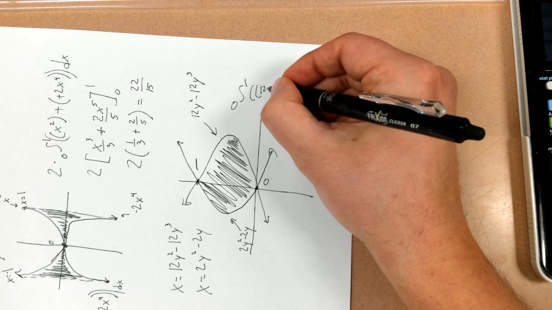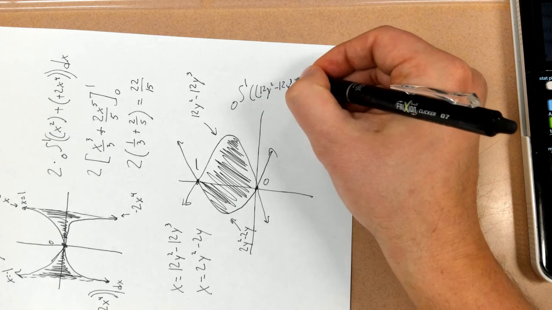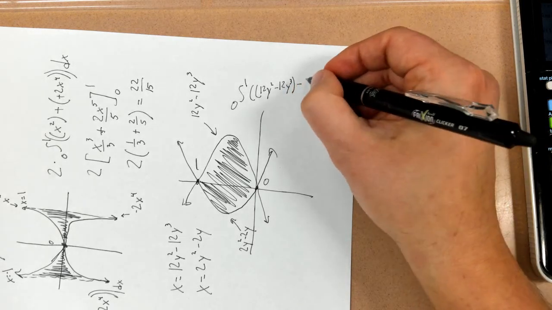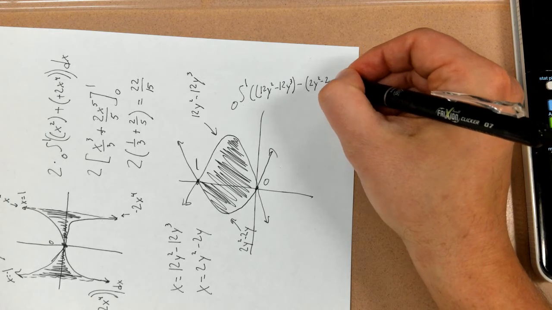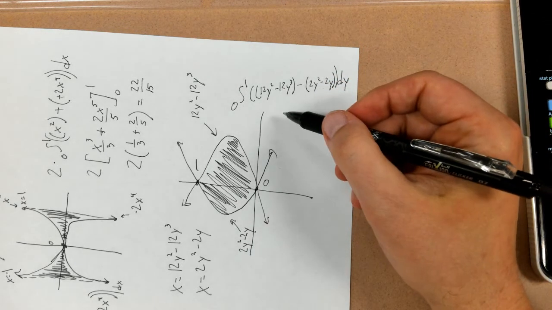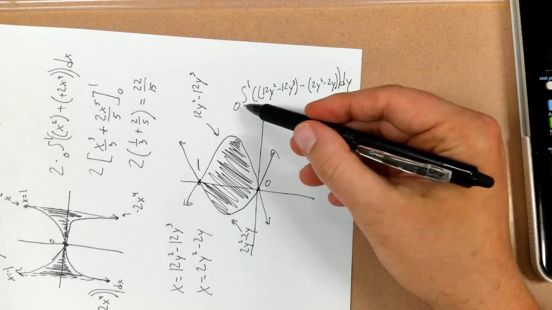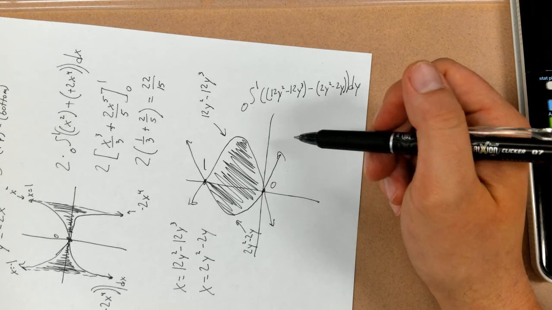and I would still do my top curve, which is 12y squared minus 12y cubed, and then I'd subtract the bottom curve, which is going to be 2y squared minus 2y dy. Then it's the same thing that we did before where you do your power rule. Again, substituting in 0 won't change anything, so you substitute in 1 and get your answer.